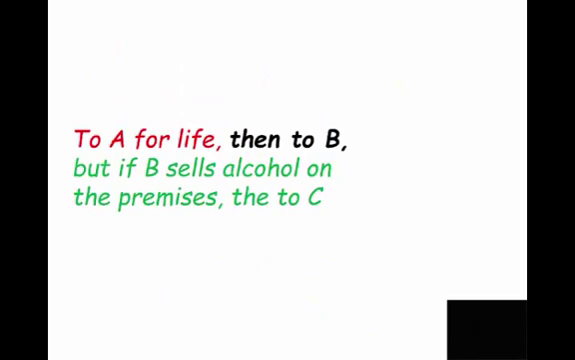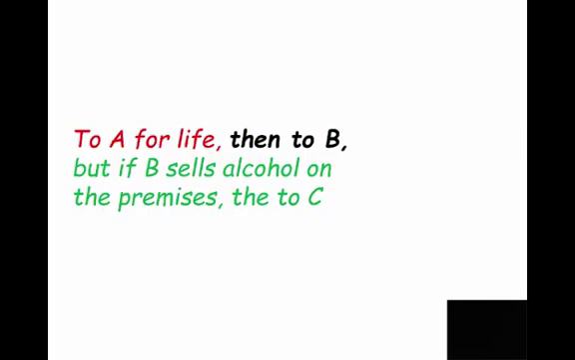To A for life, then to B, but if B sells alcohol on the premises, then to C. So again, what do we have here? To A for life, right, that's obviously a life estate. Now, what matters here is the exact language, because the difference between a contingent remainder and a vested remainder subject to divestment and an executory interest can be very slight.